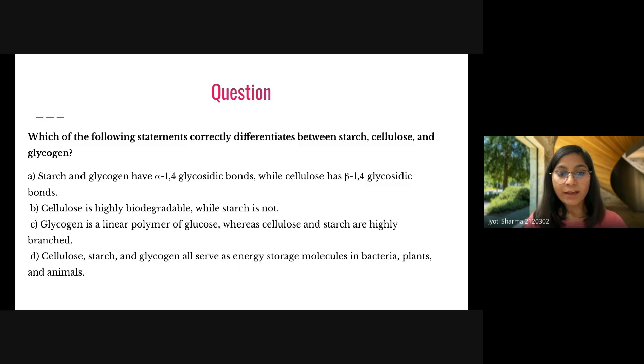A: Starch and glycogen have alpha 1,4 glycosidic bonds, while cellulose has beta 1,4 glycosidic bonds. B: Cellulose is highly biodegradable while starch is not. C: Glycogen is a linear polymer of glucose while cellulose and starch are highly branched. And D: Cellulose, starch, and glycogen all serve as energy storage molecules in bacteria, plants, and animals. So here we are trying to differentiate between the structures of starch, cellulose, and glycogen.